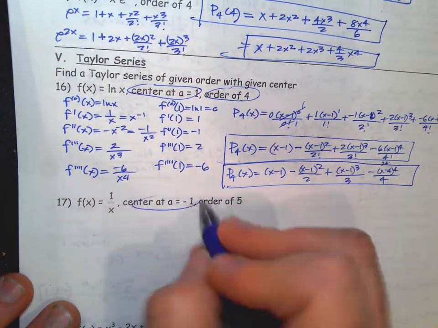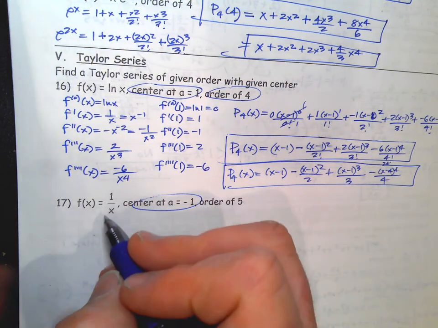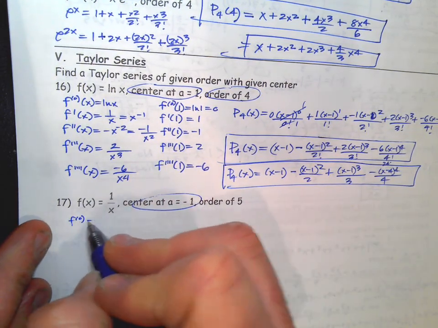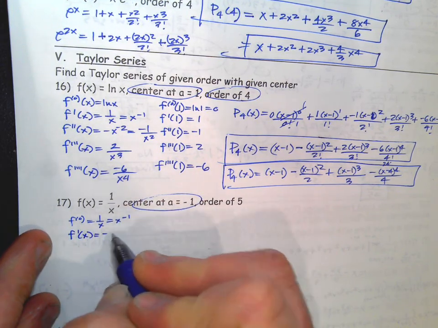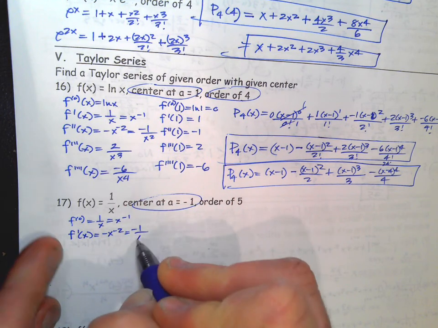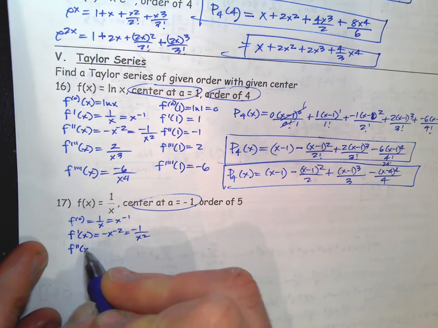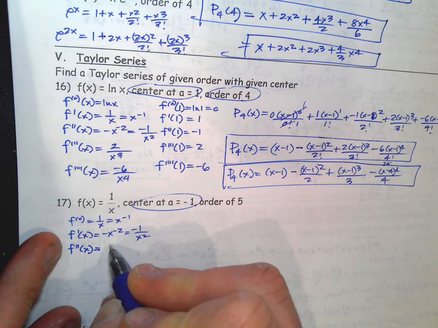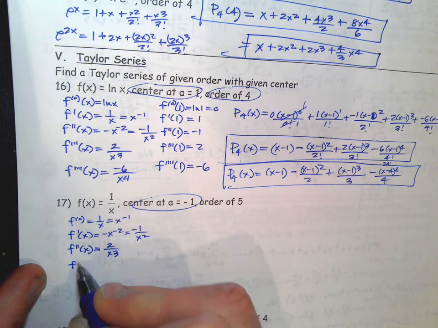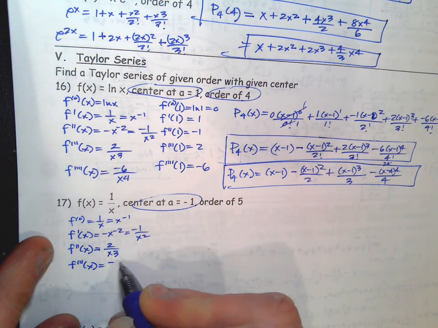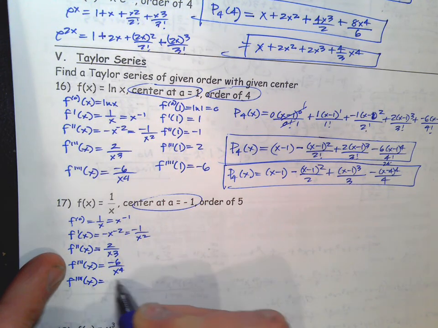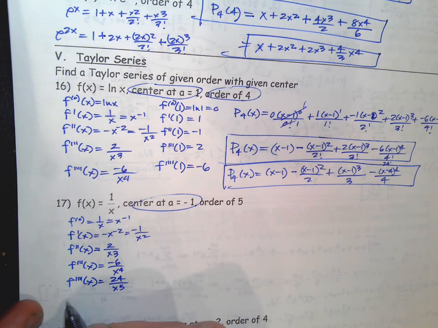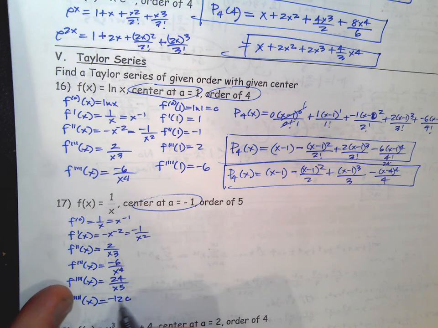Next one, centered at a equals negative 1, fifth order. This is your original function. So you've got to crank these derivatives out. It's a little bit of work. Positive 2 over x cubed. Negative 6 over x to the 4th. 24 over x to the 5th. Negative 120 over x to the 6th.